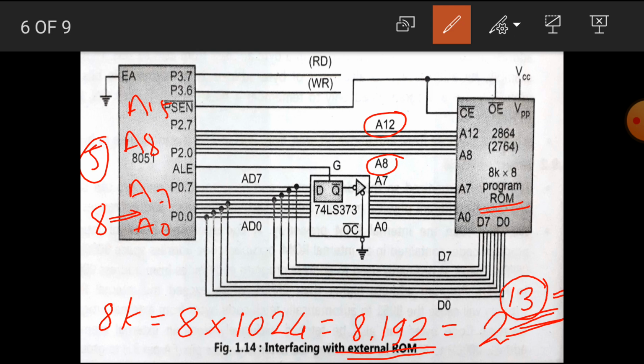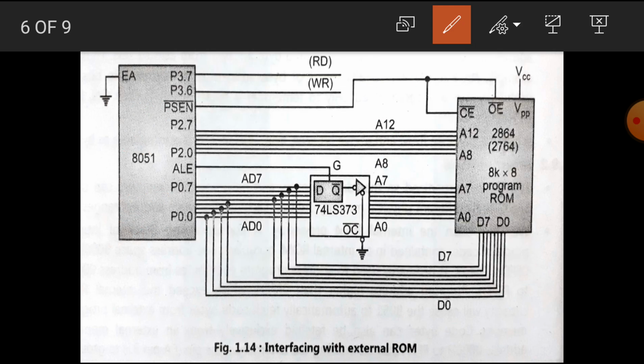While 8 are taken from the port P0, 5 pins are taken from the port P2. The address lines A13, A14 and A15 are not used in this type of interfacing. Okay, now let's see the one by one details about this diagram.